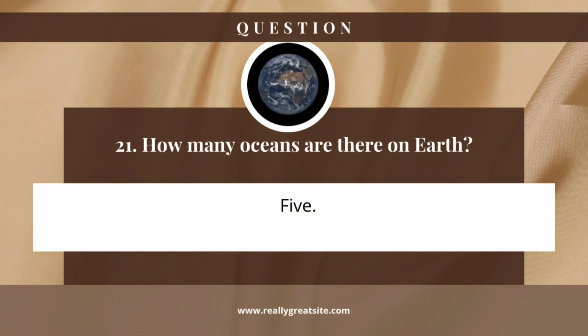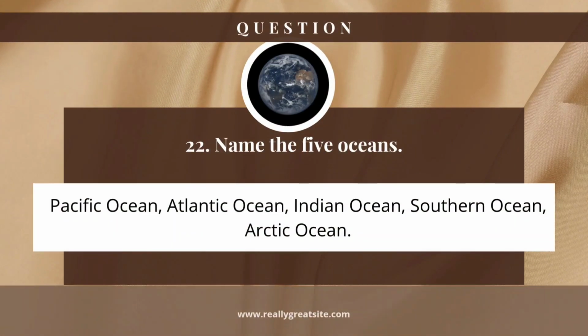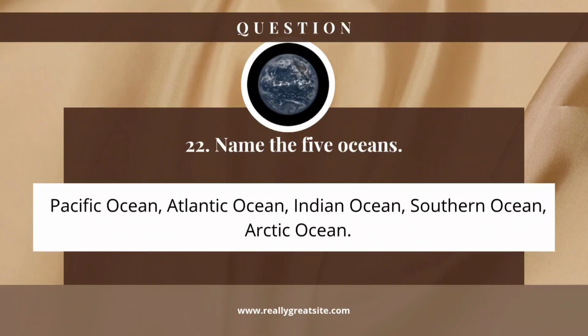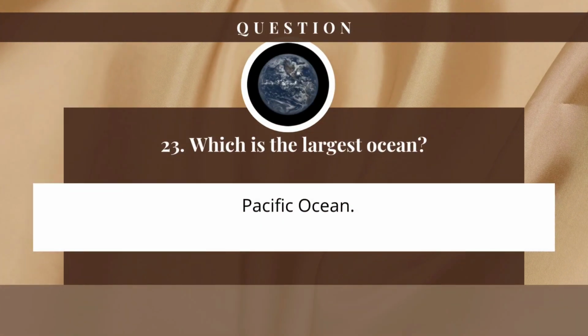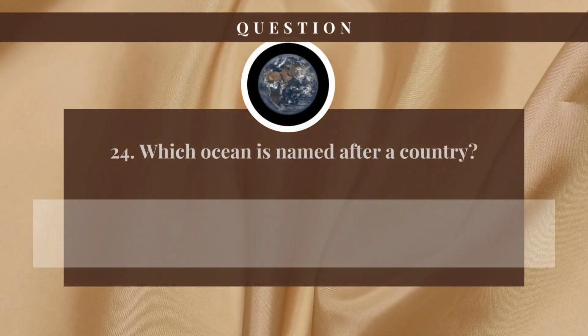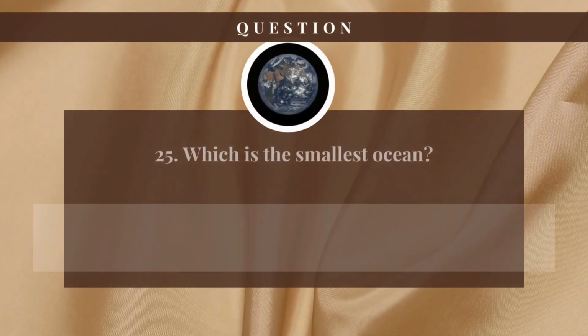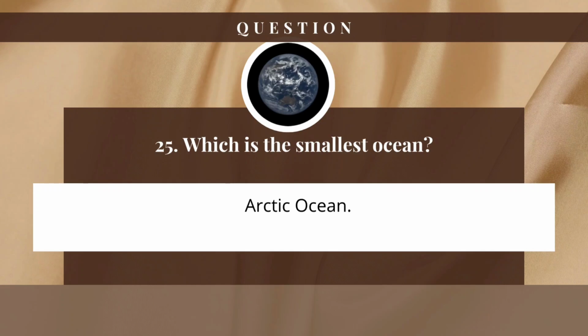21. How many oceans are there on Earth? Answer. 5. 22. Name the 5 oceans. Answer. Pacific Ocean, Atlantic Ocean, Indian Ocean, Southern Ocean, Arctic Ocean. 23. Which is the largest ocean? Answer. Pacific Ocean. 24. Which ocean is named after a country? Answer. Indian Ocean.